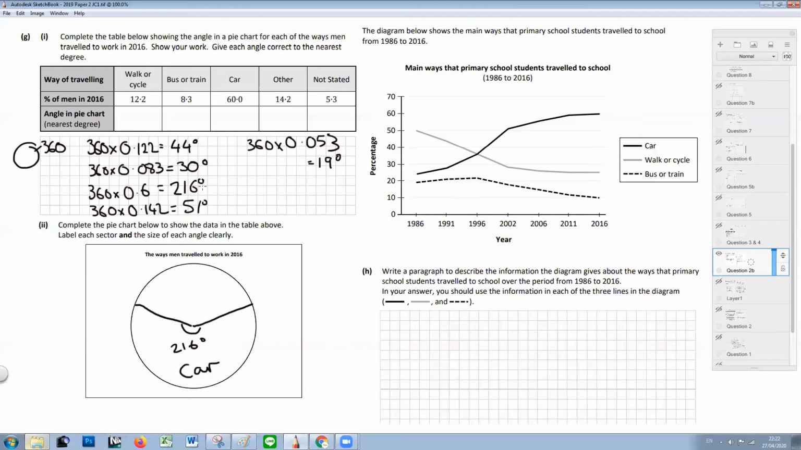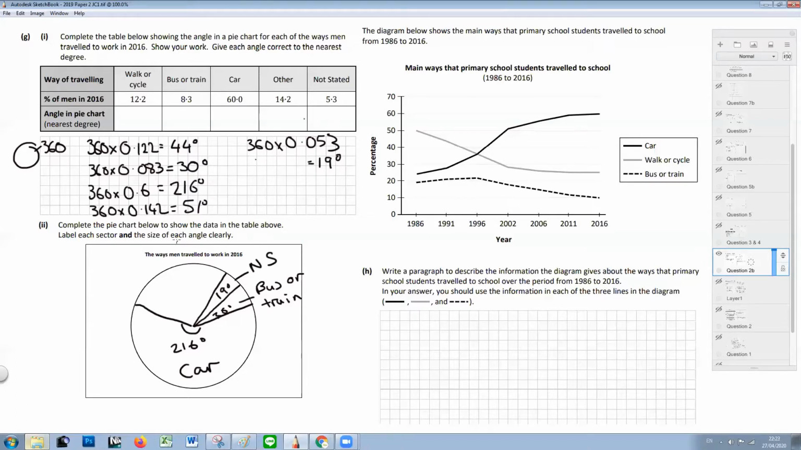So your next one is going to be 30 degrees. So 30 degrees is going to be something like that. So we're going to call this 30, and this is bus or train. Next one we'll do is 19 degrees. So 19 degrees is going to be kind of smaller. And this is going to be NS, not stated.